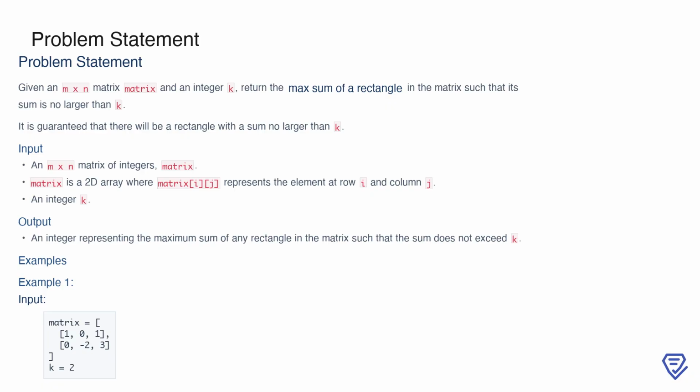The matrix, represented as a 2D array, contains integers where each element at position i, j corresponds to the value at the ith row and jth column. For the output, we are required to return a single integer, the maximum valid rectangle sum that satisfies this condition. It's important to note that the problem guarantees there will always be at least one rectangle in the matrix with a sum no larger than k.